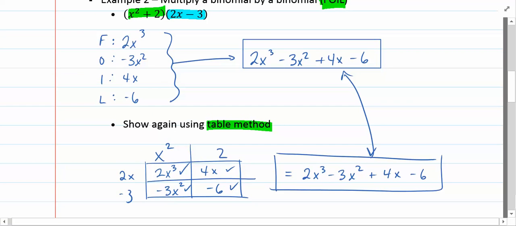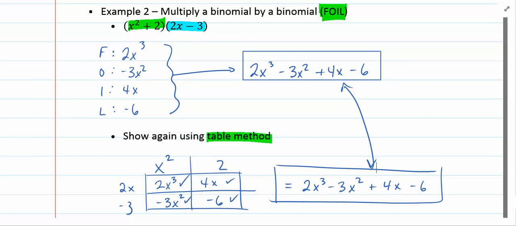Now let me quickly explain why this is going to work for us. The FOIL process that we introduced back here is really just a technique, right? This FOIL acronym is a technique that reminds us that every item in this first polynomial has to be multiplied by every item in the second polynomial.